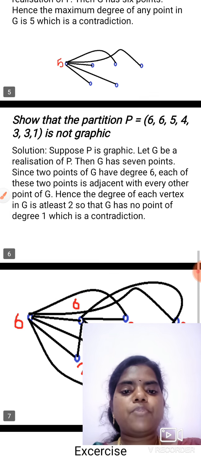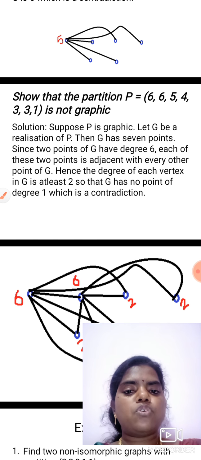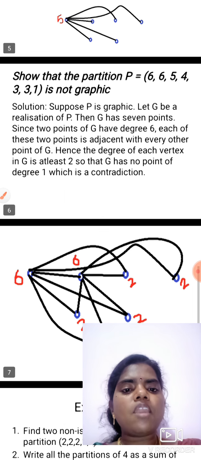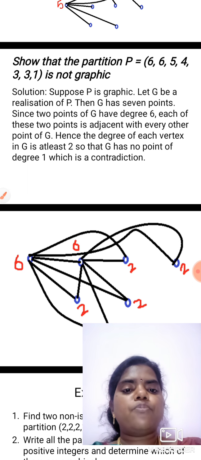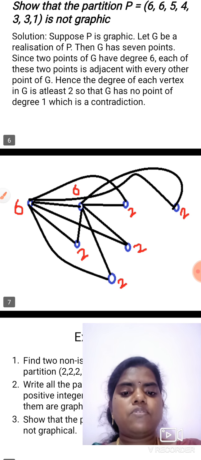The next example: here we are going to show that the partition P equal to 6, 6, 5, 4, 3, 3, 1 is not graphic. First, we have to count the numbers: 6, 6, 5, 4, 3, 3, 1, totally 7 values. So, you have to construct a graph with 7 vertices. And then, the first 2 values mean that all the vertices are of at least degree 2. Okay. So, let us see the example.